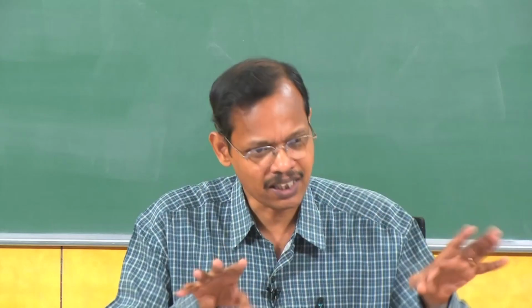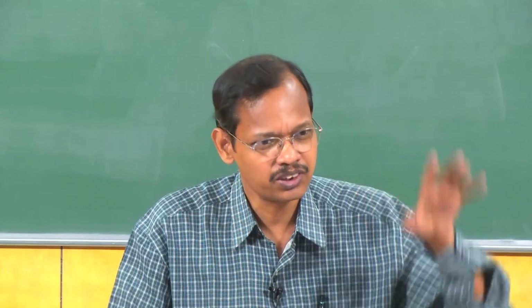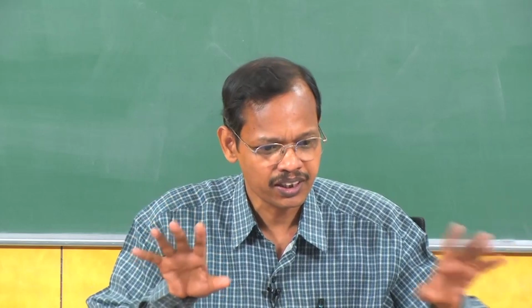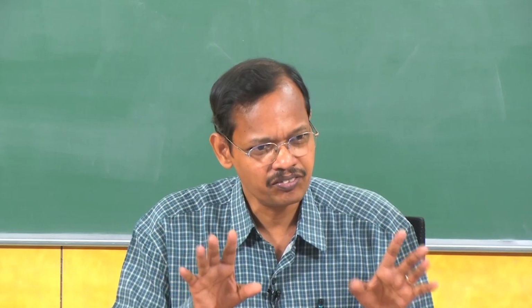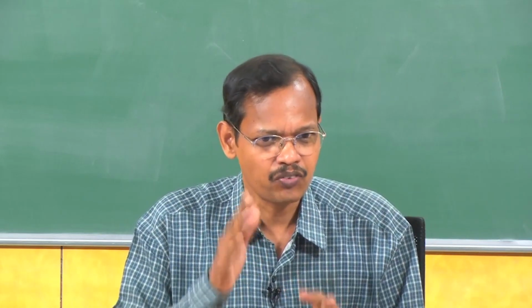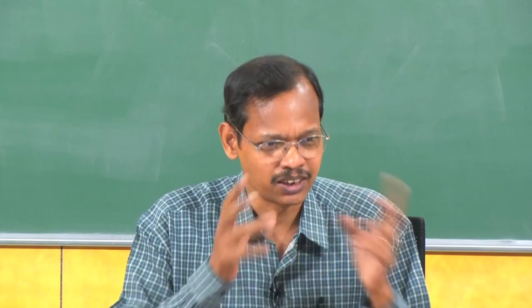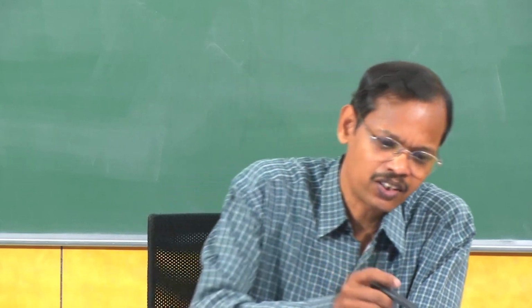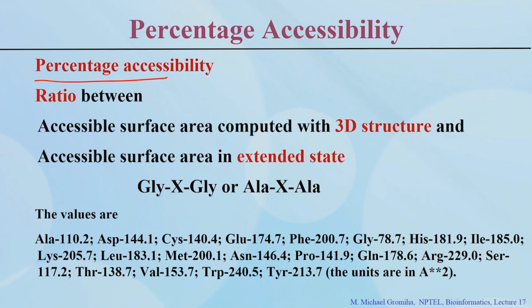In this case, there is a bias among these residues, some of them are small, some of them are big. So, we need to normalize how far the residue is accessible. In this case, you can calculate the percentage accessibility, that is the ratio between the accessible surface area in the 3D structure as compared to the extended state. What is the meaning of extended state?